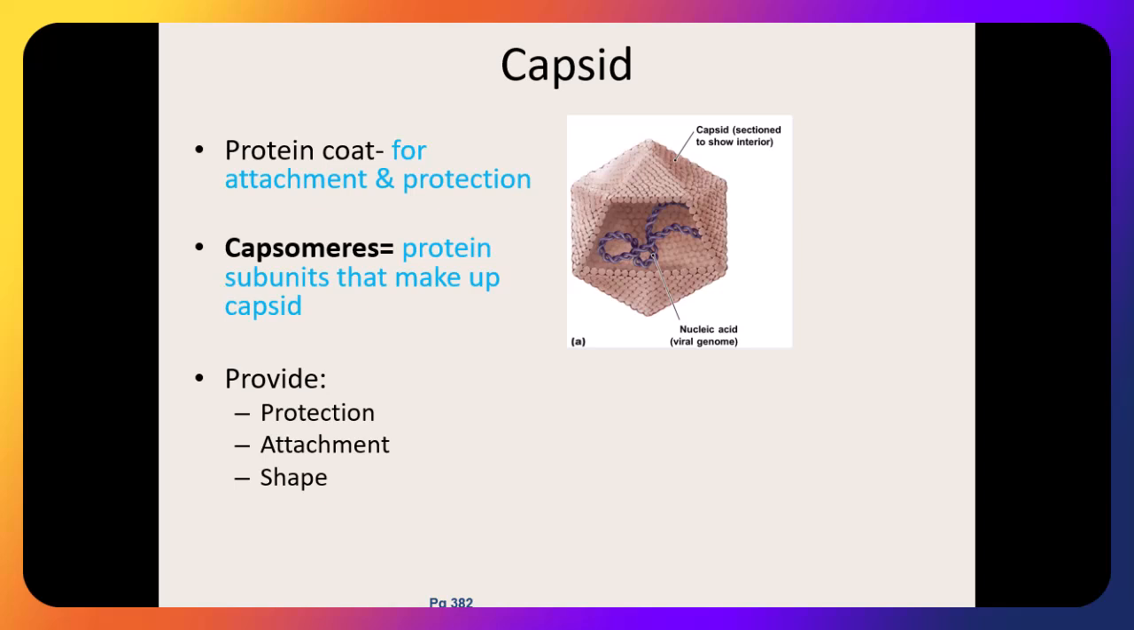It is a protein coat, so it's made up of proteins. And all the tiny little circles that make up the capsid are called capsomeres. It's like the little tiny fragments. So each one of these little circles are the capsomeres that make up the entire capsid.